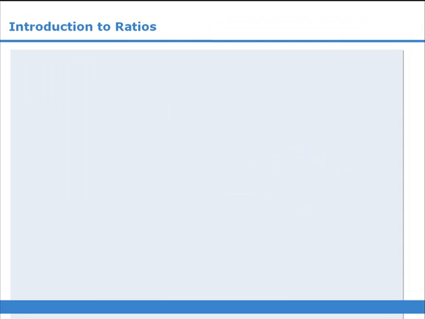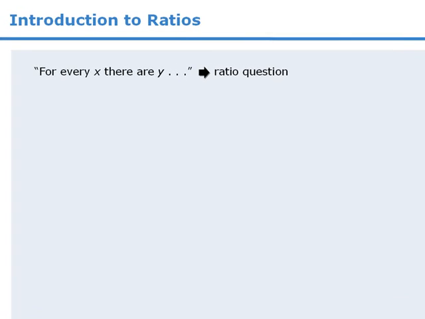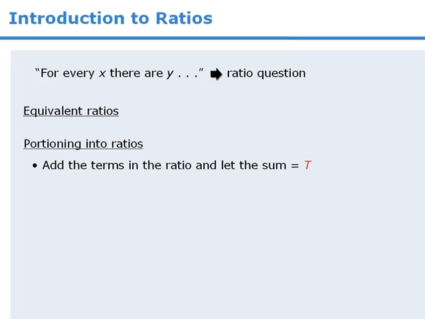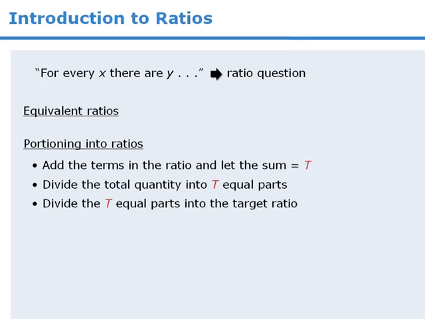Alright, let's summarize. In this lesson, we learned that if a question can be written in the format, for every x there are y, then it is a ratio question. We learned how to solve equivalent ratio questions, and we learned how to solve portioning questions. Now to solve portioning questions, we add the terms in the ratio to get a sum of t, then we divide the total quantity into t equal parts, and then we divide the t equal parts into the target ratio.